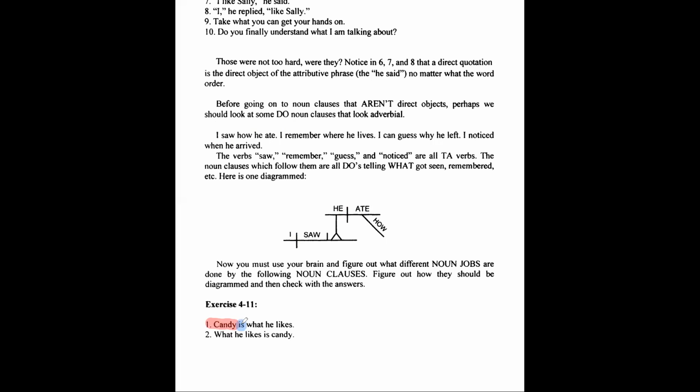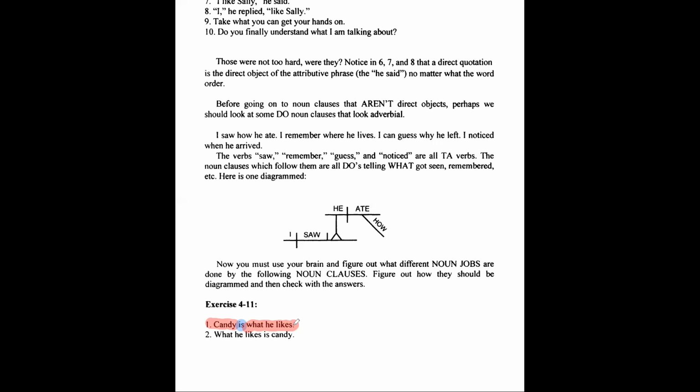What he likes. What is what he likes? Well, it comes after is. Is an intransitive linking verb. What he likes is our, what can it be? What comes after is? We know it's either going to be a predicate adjective or a predicate noun. In this case, what he likes is a predicate noun because it's a noun clause. So what he likes is a noun. It's just a predicate nominative, predicate noun.